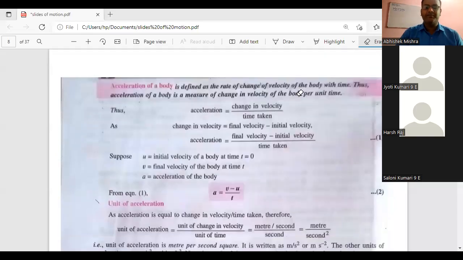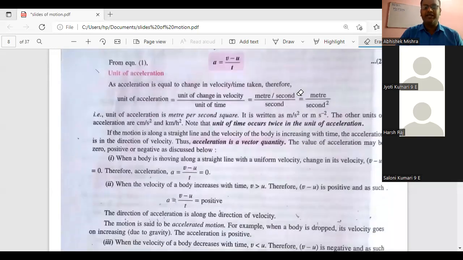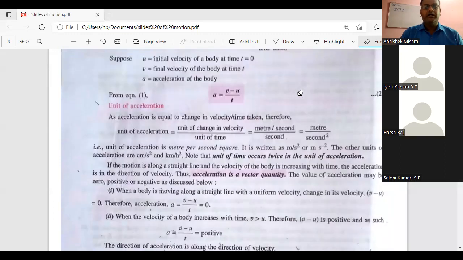So students, this was about the acceleration. And if you want to calculate the unit of the acceleration, it is change in velocity, meter per second, by unit time. So the unit comes to meter per second square. And obviously acceleration is a vector quantity because it has both magnitude as well as direction.